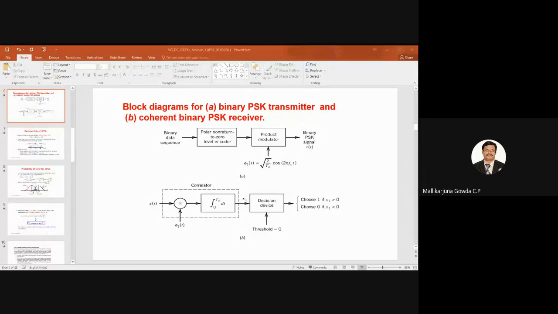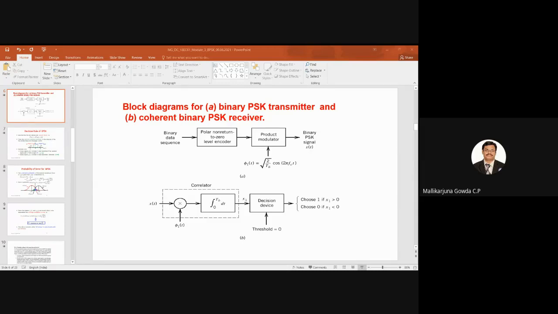The amplitude of that pulse is plus root Eb for symbol 1 and minus root Eb for symbol 0. That is given as one input to the product modulator, and the other input to the product modulator is the basis function, which we consider as the carrier, denoted as phi 1 of t, equal to root of 2 by Tb cosine of 2 pi fc t. The multiplication of these two leads to the BPSK signal, which we denote as s of t.